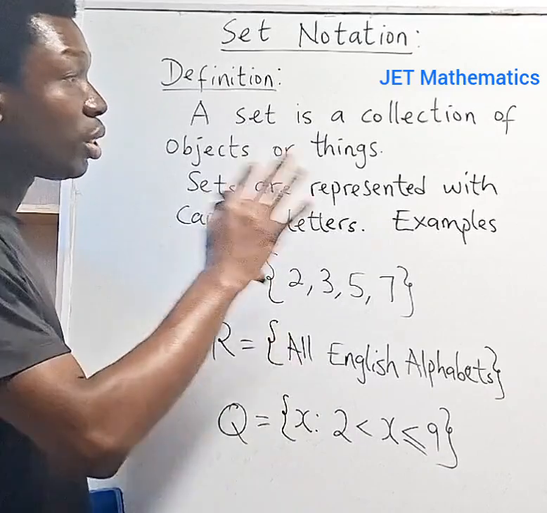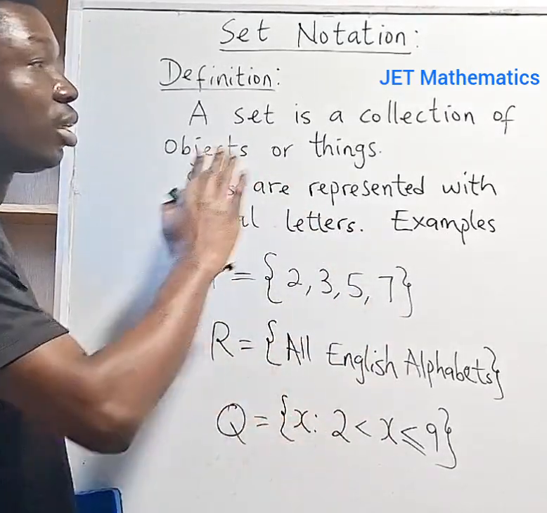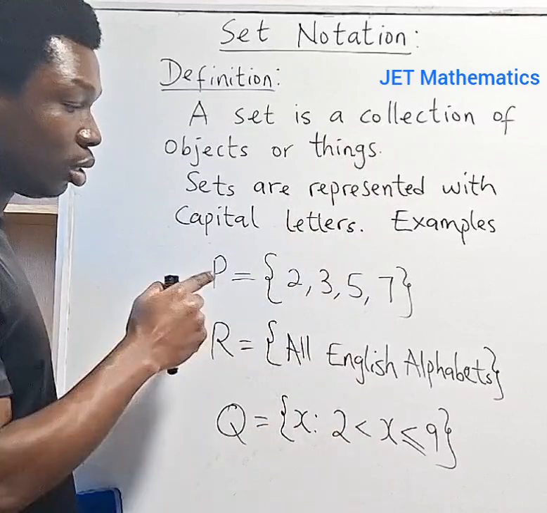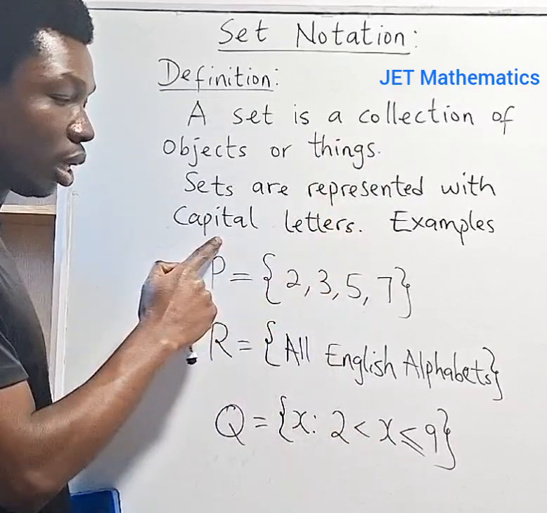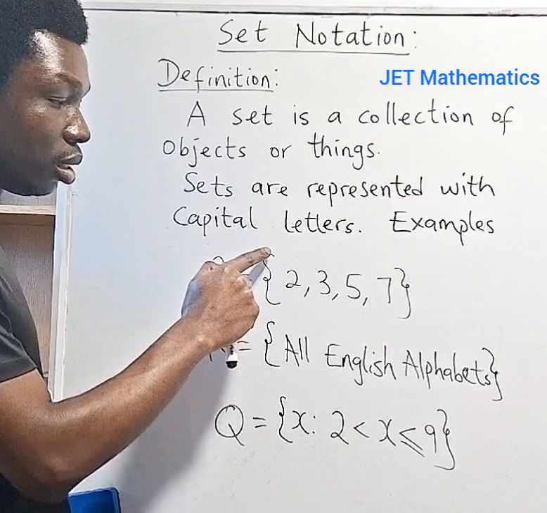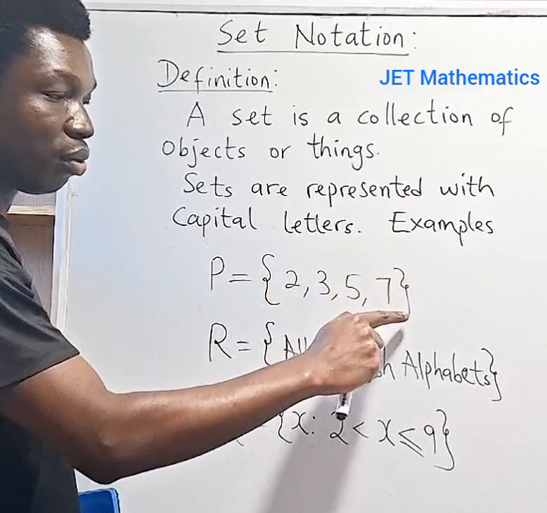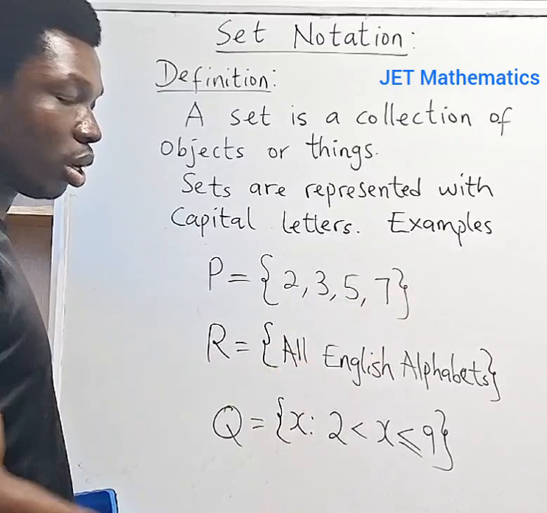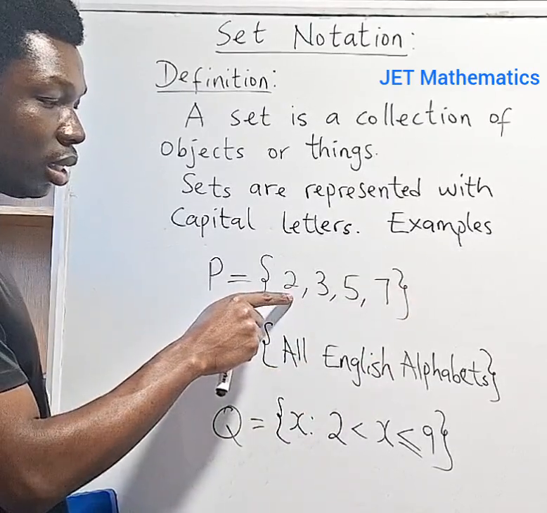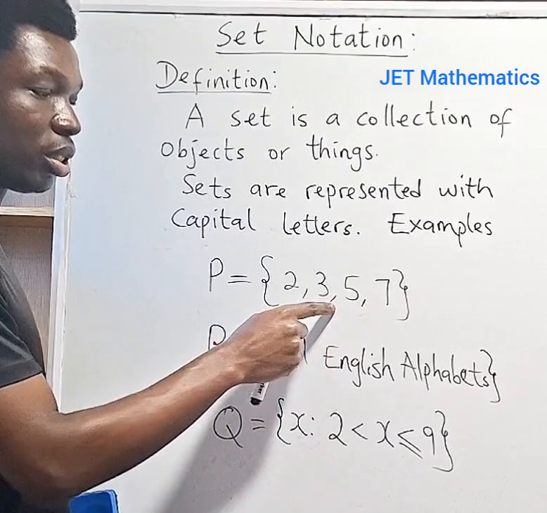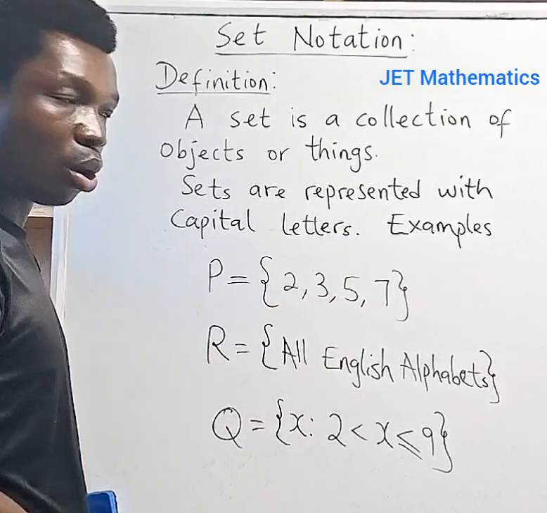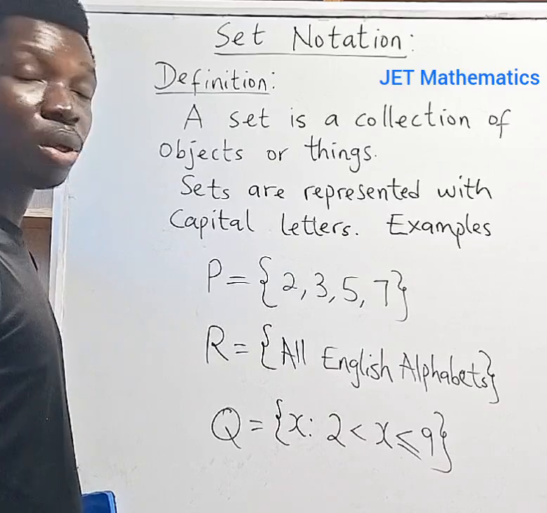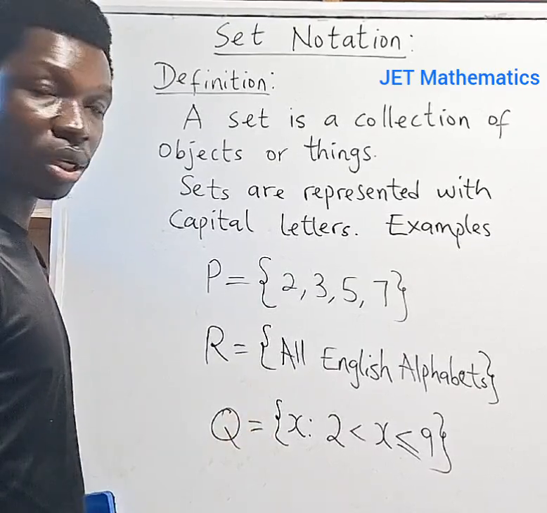All right, so basically this is what a set is. It's a collection of objects. Remember, you represent sets with capital letters, and when writing sets, you have to use curly brackets, and the objects in the set must be separated with commas. So this is all we'll take in this video.